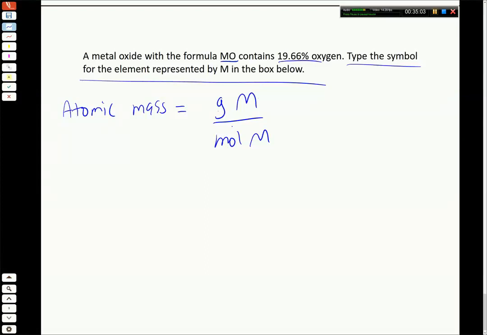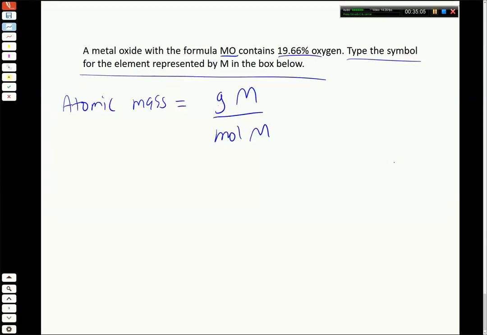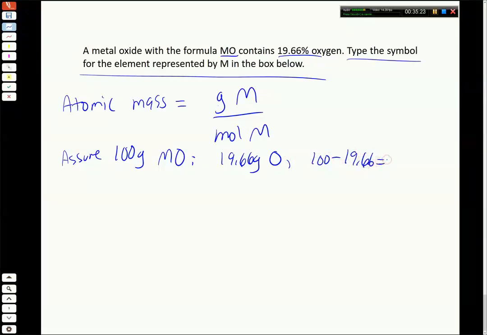So if we want to find the mass of the metal, remember here we're given mass percents, so we're going to assume 100 grams of the compound MO. This is going to have 19.66 grams of oxygen, and then the difference on that, 100 minus 19.66, will give us the mass of the metal. Alright, so the sum of the two must equal 100. We're dealing with percentages. So we have 80.34 grams of metal. Okay, so that's going to be the numerator up here, 80.34 grams. We're just assuming 100 grams using the mass percents directly.